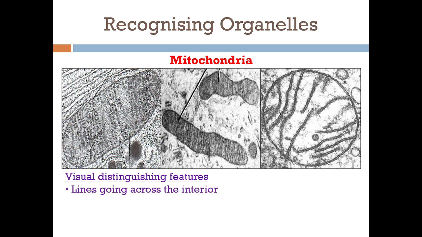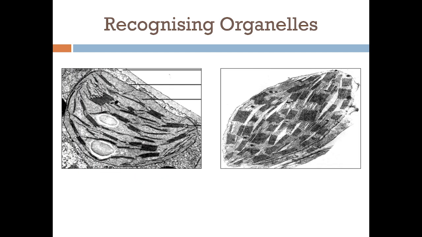It might give you a clue, but you need to base your confirmation on some of these distinguishing features which are not present in other organelles. So back to the mitochondria. If you see the cristae, then you can be more confident to conclude this must be mitochondria. Then move on to the chloroplast.